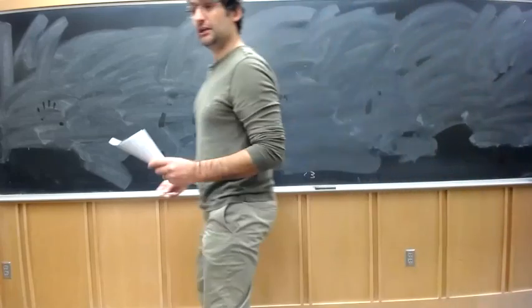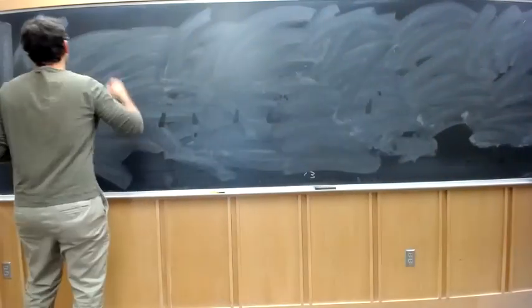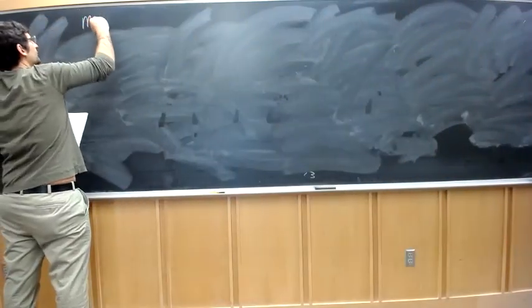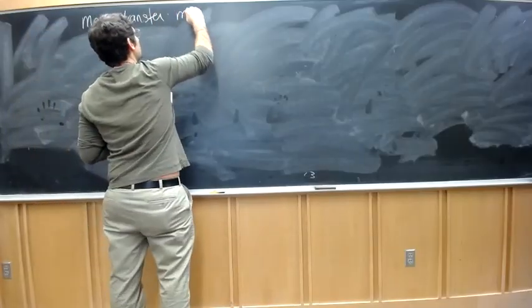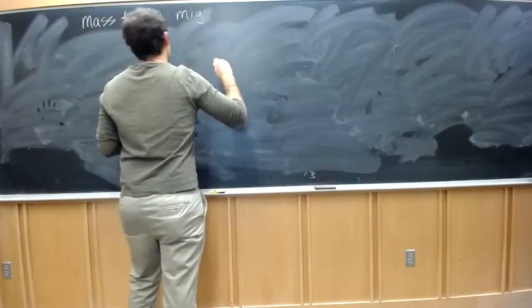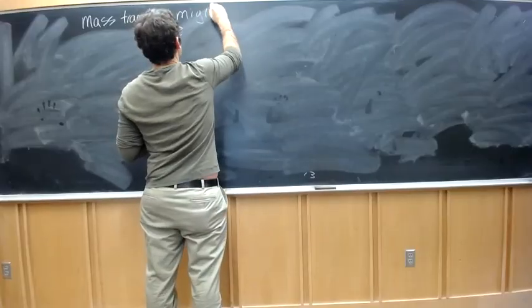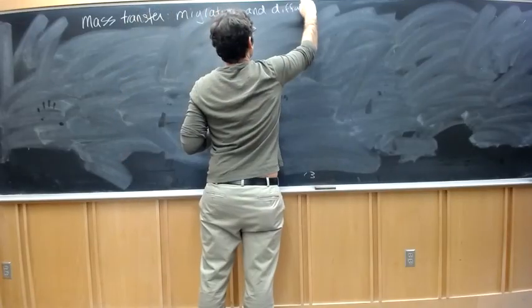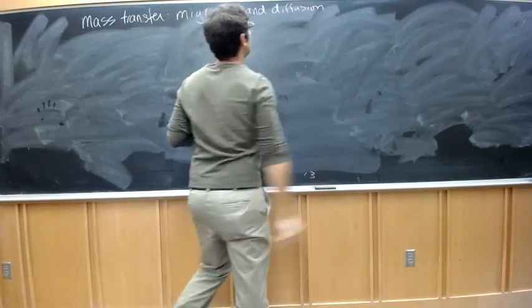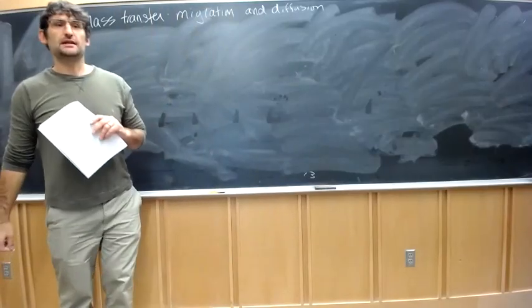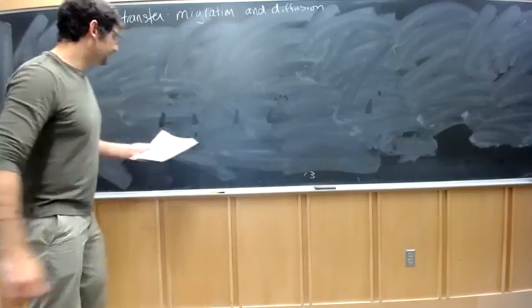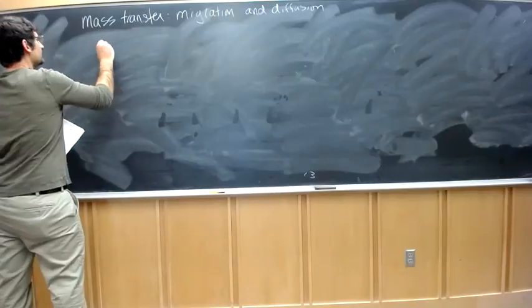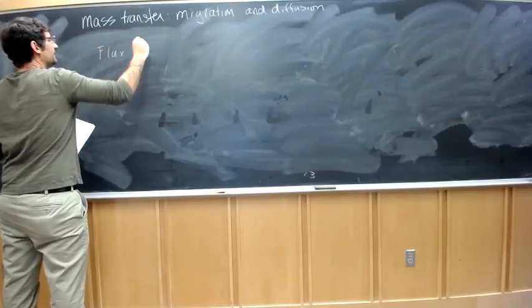We are going to continue to Chapter 5 in Bard and Faulkner and talk about mass transfer by migration and diffusion. So what's the definition of migration and diffusion? Can somebody tell me what migration is? Yes, so migration is movement in an electric field of a charged species, and diffusion is what? Movement down a concentration gradient. Good. Okay, so we have defined this term flux, right?